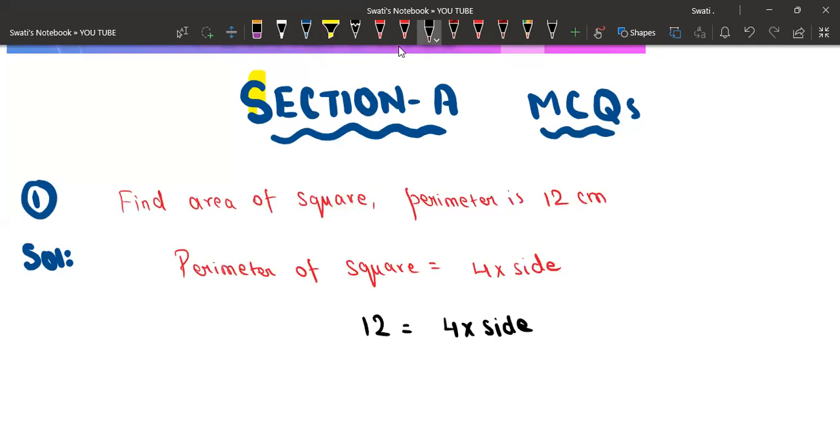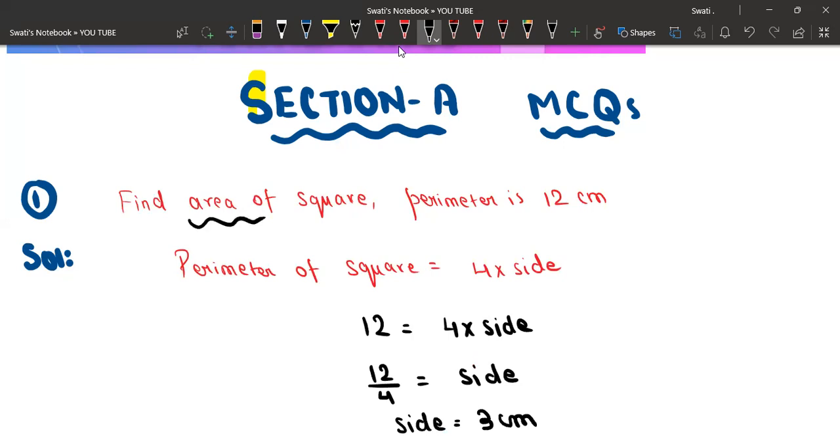So here 4 is getting multiplied. There is one rule: if something is getting multiplied and you shift it to the other side, it will get divided. So it will become 12 divided by 4. So I'll get the value of the side, that is 12 divided by 4, which is nothing but 3 centimeters. So with the help of the perimeter of a square formula, I have found the value of the side.